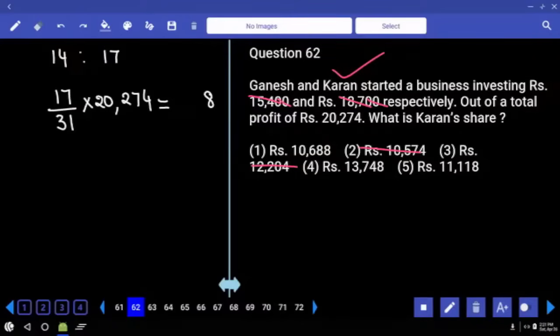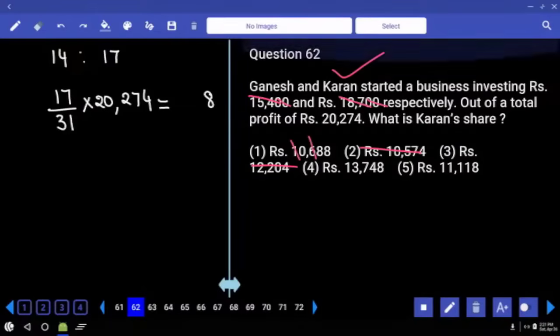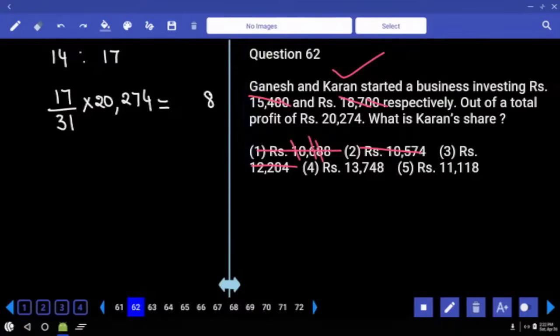Is it a 3 multiple? So the answer must be a 3 multiple. That means 6 is eliminated. 1 plus 8, 9, eliminated, leftover 8. This is not a 3 multiple.